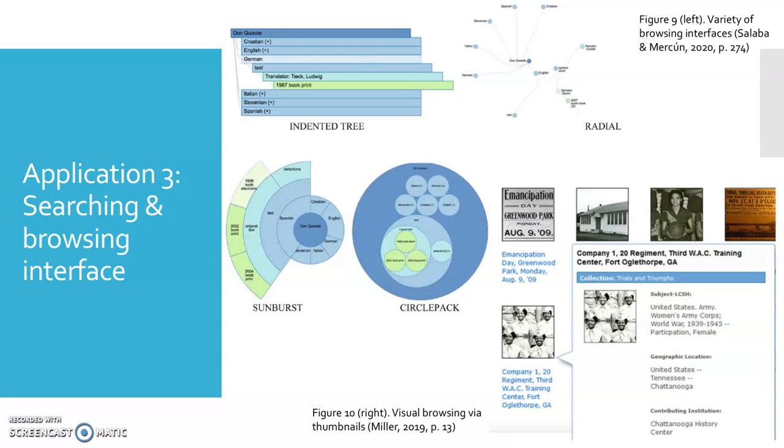Visualizations can also be used to create innovative searching and browsing interfaces that emphasize the relationships between resources. Figure 9 on the left and top shows a variety of such interfaces that Salaba and Mercune tested for usability. The authors found that the most preferred design was the indented tree, followed by sunburst. Figure 10 depicts an effort at Middle Tennessee State University to make its digital research collection more visible and enticing by using image thumbnails and search results clustering. Miller found that users spent more time on the library's website if they entered the site directly onto a data visualization than if they entered onto an essay.